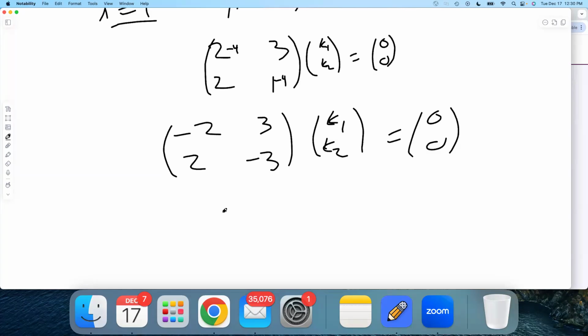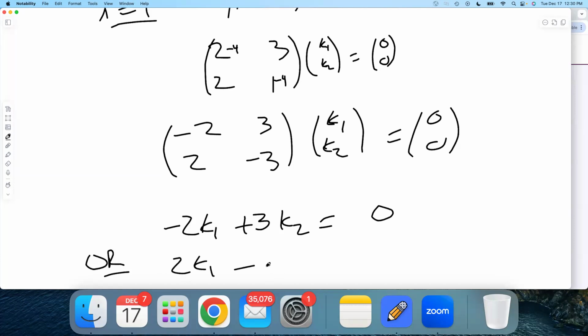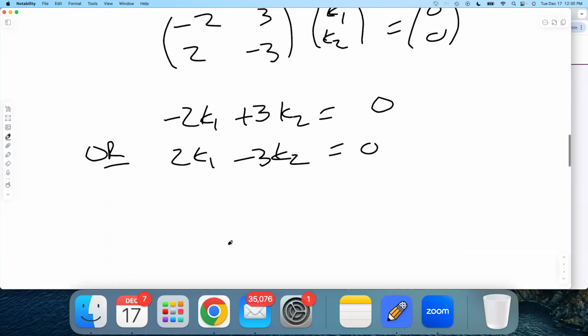So once you've checked that, we only need the top or the bottom. We only need one of these two equations. These two equations are, take this row times this vector. Don't forget to put the plus in between. And that should equal the top guy. Or the bottom row. 2k1 minus 3k2 equals 0. That's from the bottom. Either one, it's the same thing.